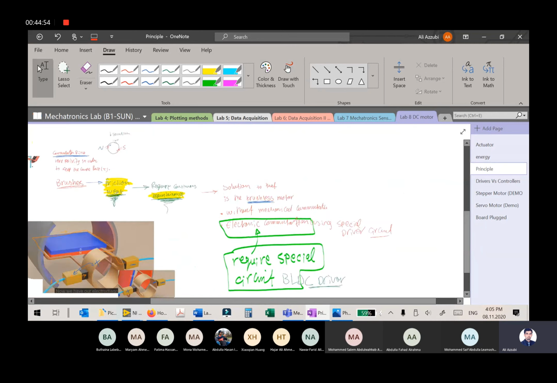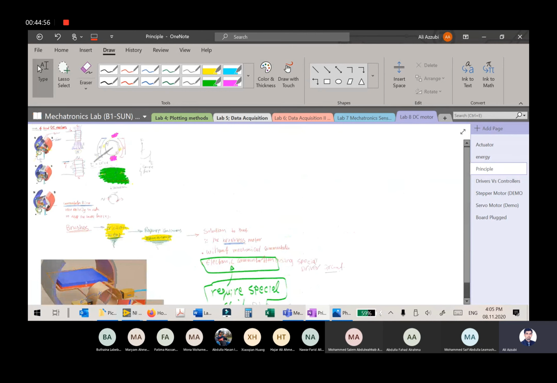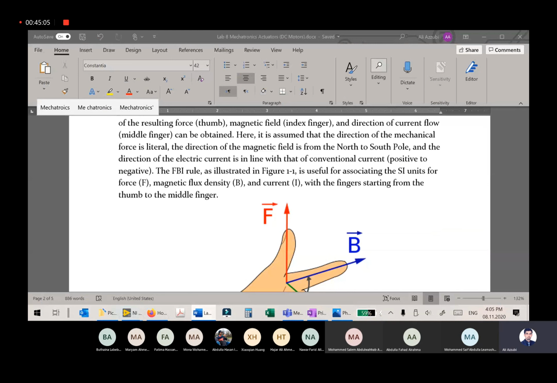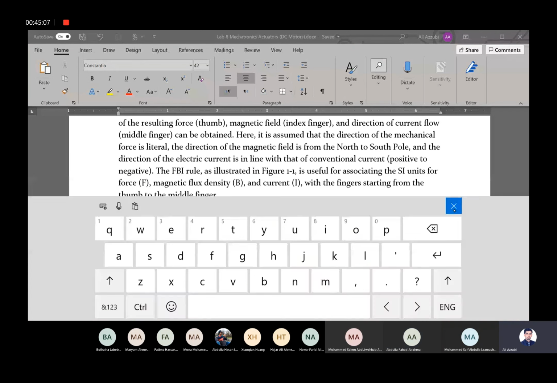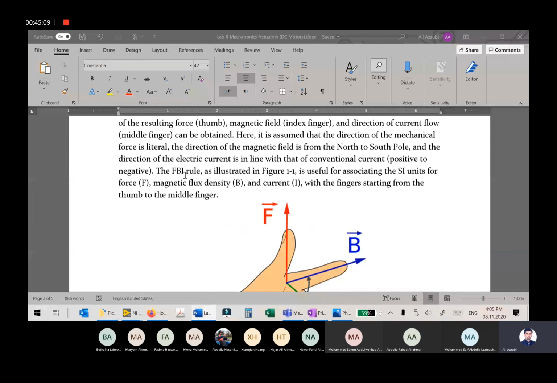So do you understand the principle behind DC motors? Anything unclear? Any point requires repetition? Clear. Okay. What's the percentage of clarity? 70%? Above or below? 80%. Okay, that's good.